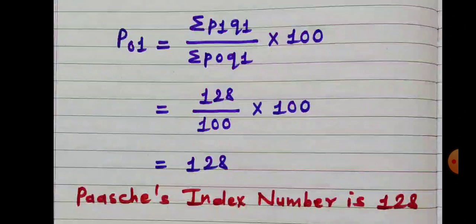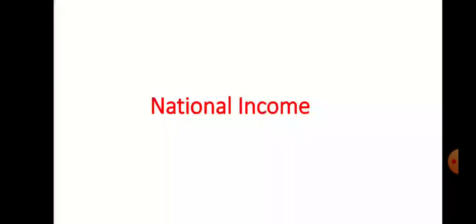Now apply the formula of purchase price index number, that is P01 is equal to sigma P1 Q1 divided by sigma P0 Q1 into 100, that is 128 upon 100 into 100. 100 gets cancelled, and what is the final answer of purchase price index number? That is 128. So purchase price index number is 128.